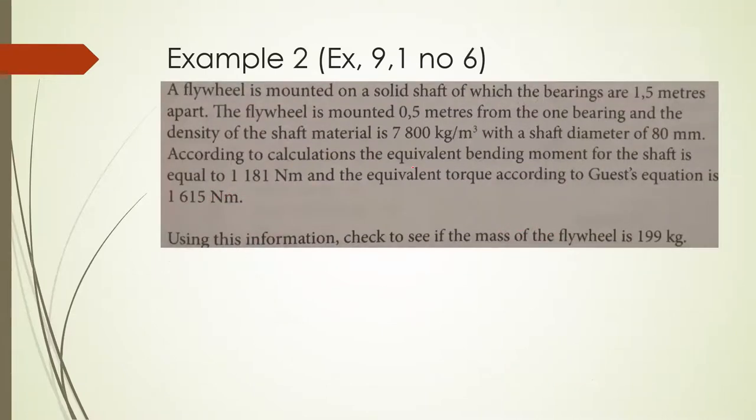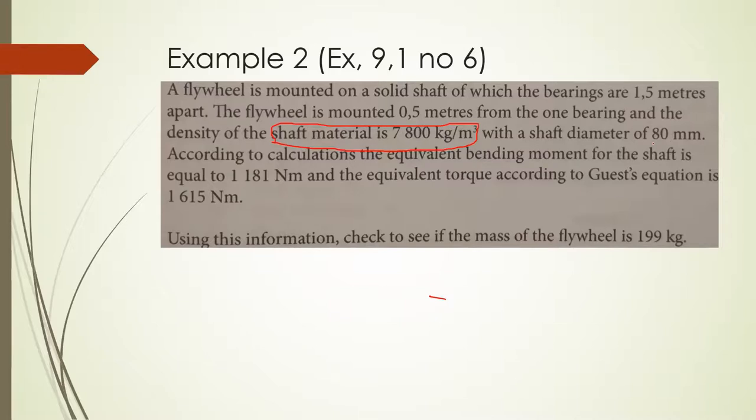A flywheel is mounted on a solid shaft, of which the bearings are 1.5 meters apart. Now, this one has two bearings which are apart, meaning this is simply supported. The flywheel is mounted 0.5 meters from one bearing, and the density of the shaft is given. The moment we are given the density of the shaft, it tells us that we have the mass of the shaft, meaning that we are taking the mass of the shaft into consideration.